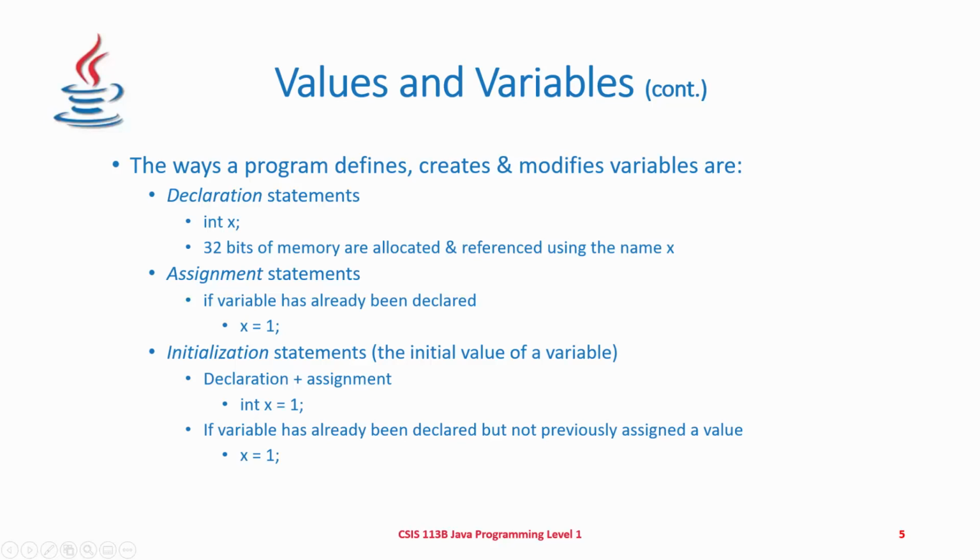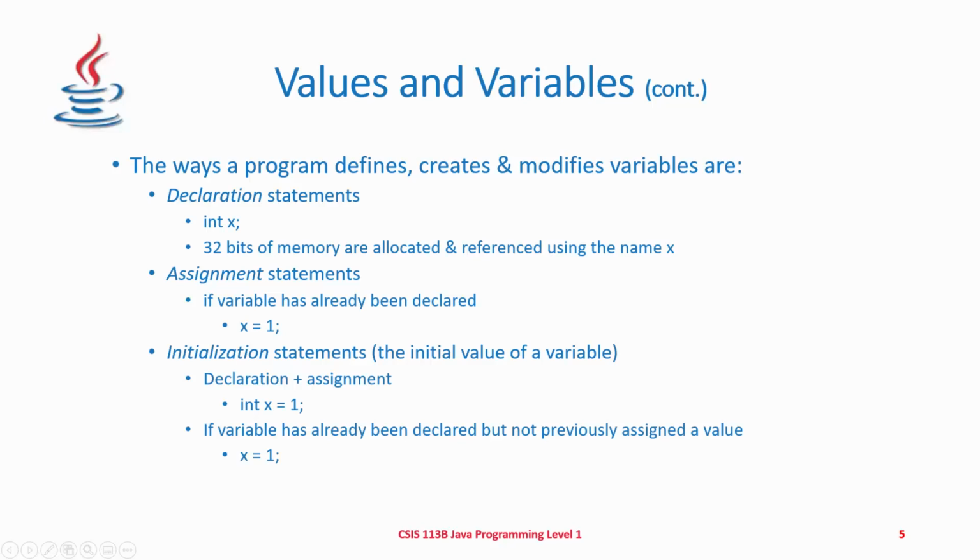Okay, so now we start getting into variables. So the way that a program defines, creates, and modifies variables are using these types of statements. Declaration statements, where, in the Java language, which is a strictly typed language, you have to identify both the type and a name for your variable when you declare it. So the example we have there is int type, and then X is representing the name of the variable. And it's a statement, so it's going to end with a semicolon. So the variable that we're declaring is X, and it's of type int.